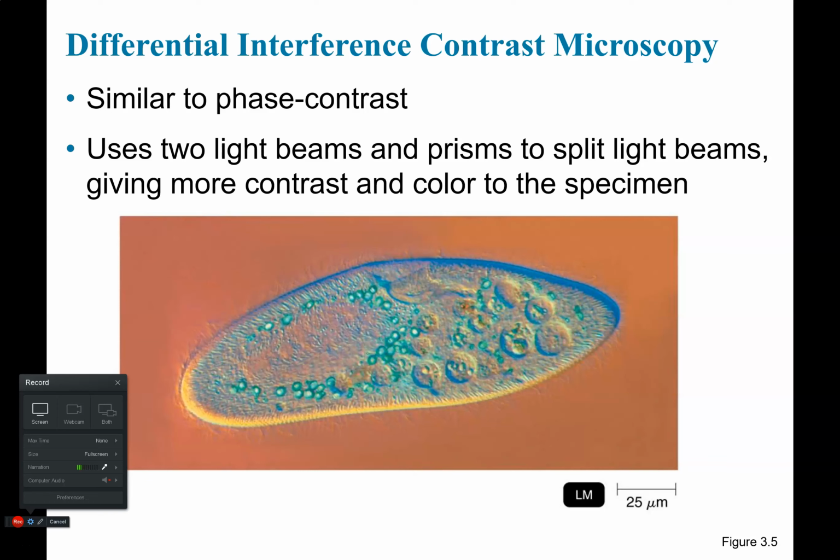The specimen can be viewed still living and unstained, but it really can give a much more detailed image, and that's because it uses two beams of light and prisms to have different light beams and different colors of light hitting that specimen and enhancing the image that results.